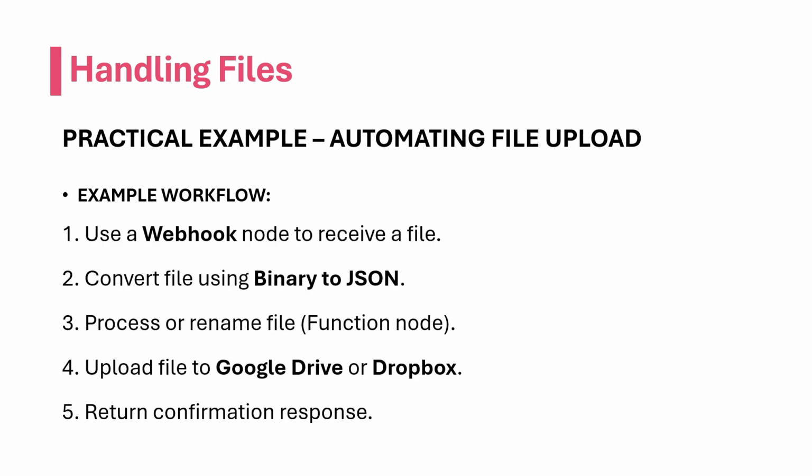Then let's look at a simple but powerful use case: automating a file upload. So step one, you can start with a webhook node to receive an uploaded file from a form or API. Then you have to convert it from binary to JSON if you want to analyze or rename it. Then you can process it, or maybe change its name, filter contents, or add a timestamp. And then you can also upload it to Google Drive, Dropbox, or any preferred platform. You can even send a confirmation message or email automatically once the file is successfully uploaded.